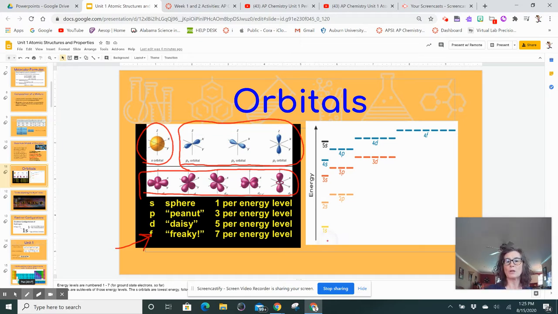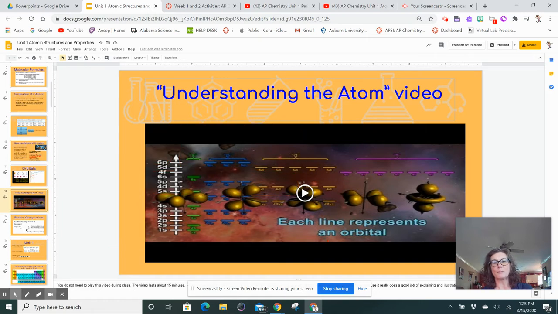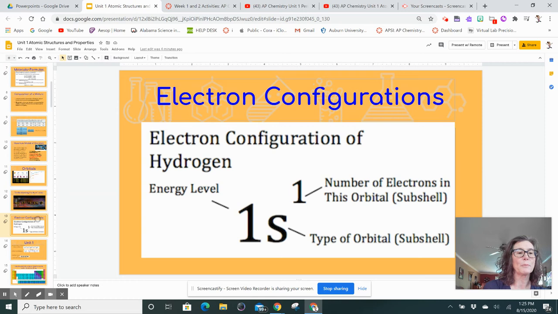For an orbital diagram, we always start at the bottom with the lowest energy and work our way up, okay? I recommend that you go back to the PowerPoint that is posted in Schoology and watch this video just to get a review of where these quantum numbers come from and why there's 3 p's and 5 d's and 7 f's. So that'll just be a little review video for you.